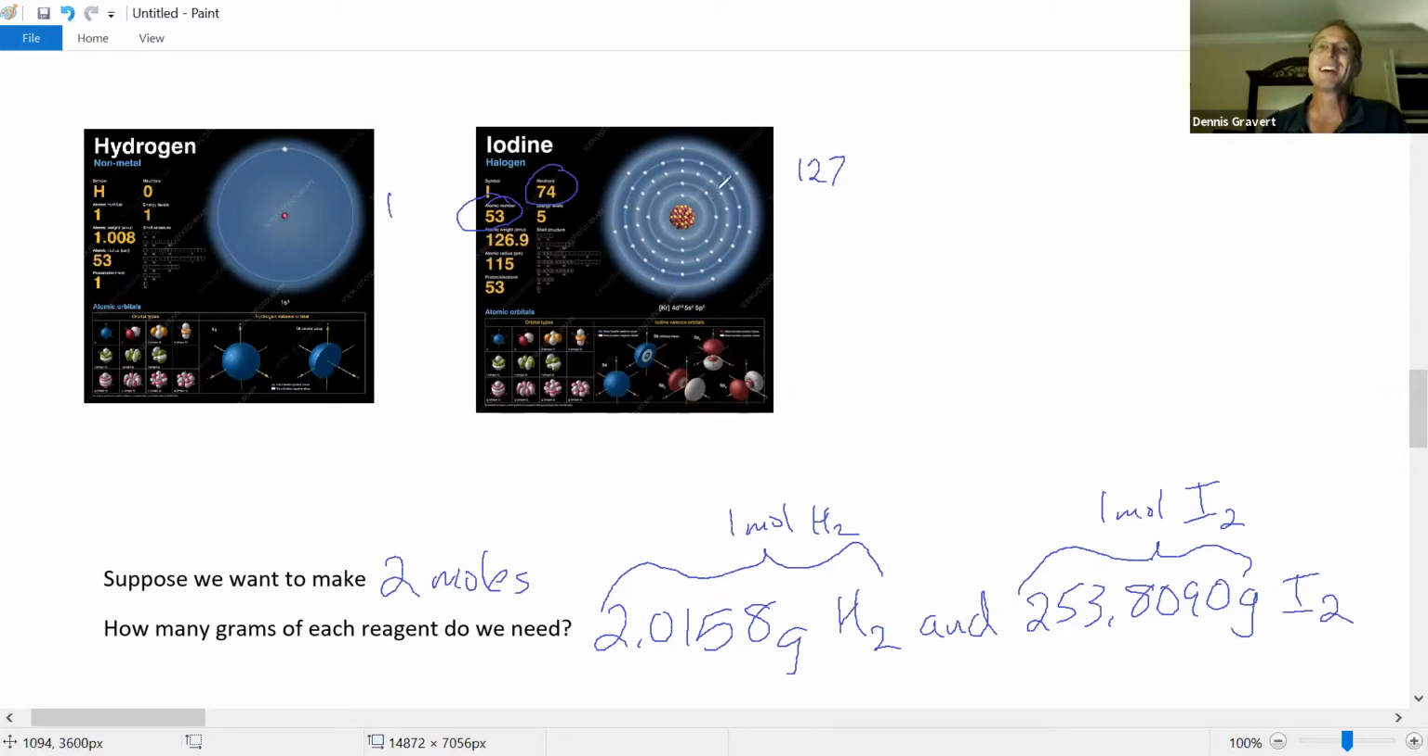And so if you have 6.022 times 10 to the 23rd atoms of iodine, each one weighs 127, that's going to add up to a lot of weight. Whereas Avogadro's number of a single atom of mass unit 1 here, that's not going to weigh very much, only 2.